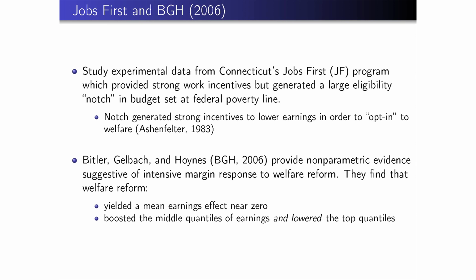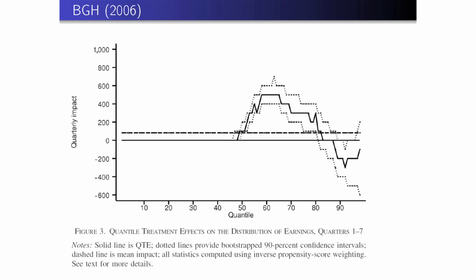benefits. Bitler, Gelbach, and Hoynes have a paper in the AER that shows that this reform, even though it had a mean effect near 0, and in fact the final report of this program initially said that it didn't have very big effects, they estimate quantile treatment effects, and what they find is that the effect of this program was heterogeneous, and had strong heterogeneous effects that average out to 0. So there's no effect at these bottom quantiles because most of these people don't work under either state of the world, and so their earnings are 0.